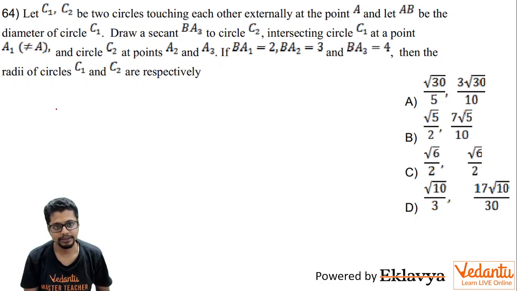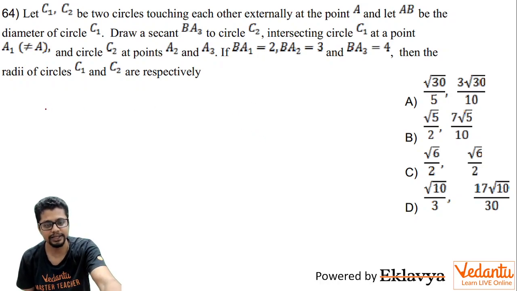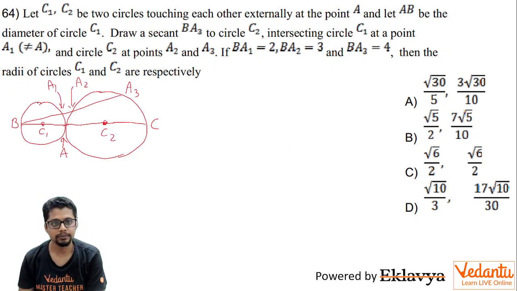So here, let's say there are these two circles. The situation is essentially like this. There is this circle C1 and C2, where I am calling the centers also C1 and C2 respectively, and their radii R1 and R2 respectively. They touch at point A. AB is the diameter of circle C1, and a secant is drawn to circle C2, intersecting it at A2 and A3, passing through B, and intersecting circle C1 at A1, which is not the same as A.